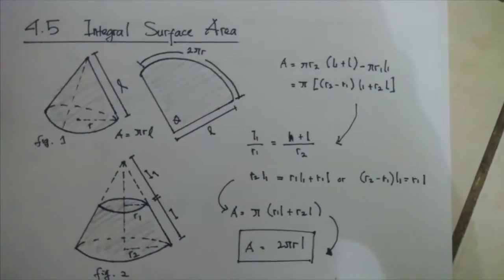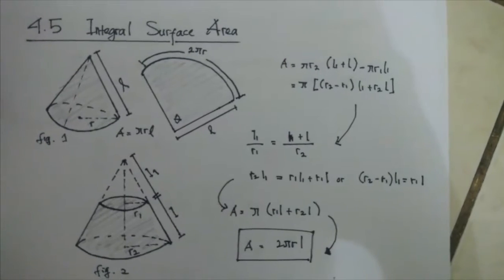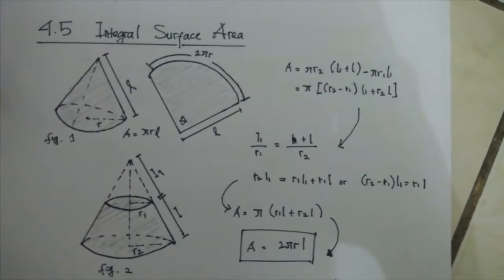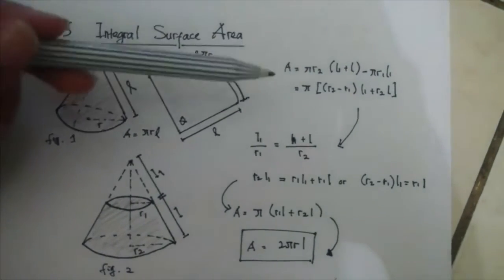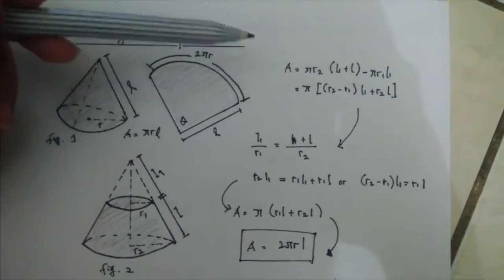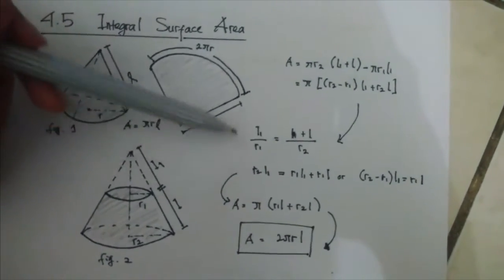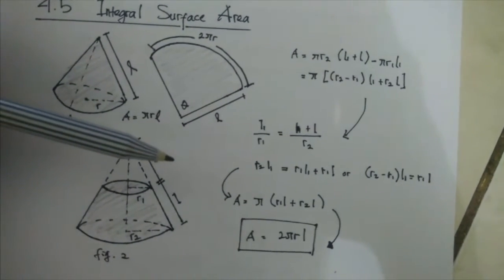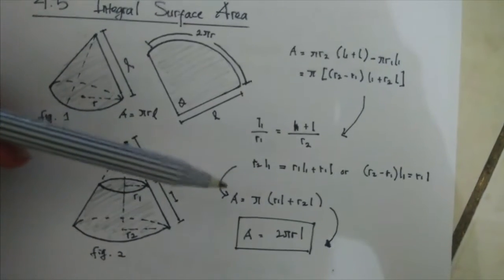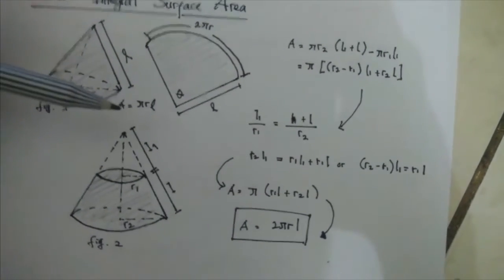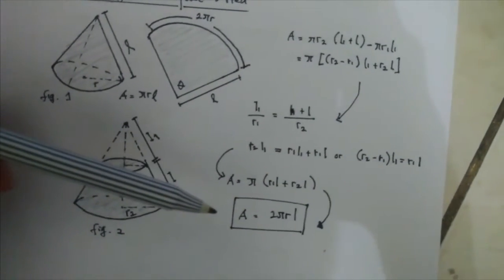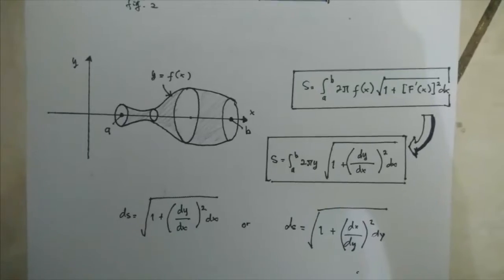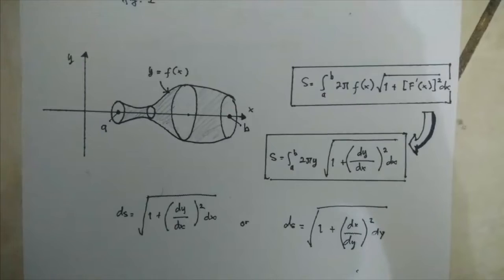The area of the band or frustum of a cone with slant height L and upper and lower radii r1 and r2 is found by subtracting the areas of two cones. We have this equation from similar triangles, and then putting this equation into another form, we get the final exact equation, which is A equals 2 pi r times L. Now we apply this formula to our strategy.